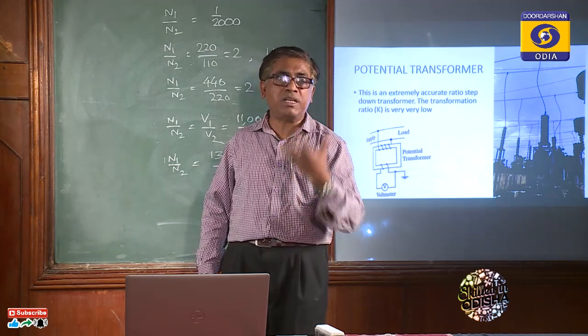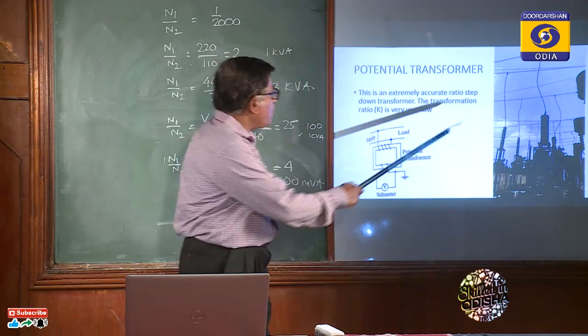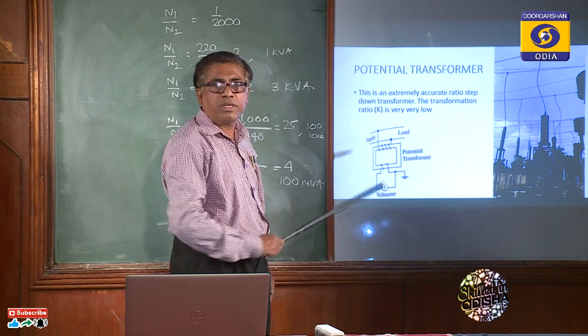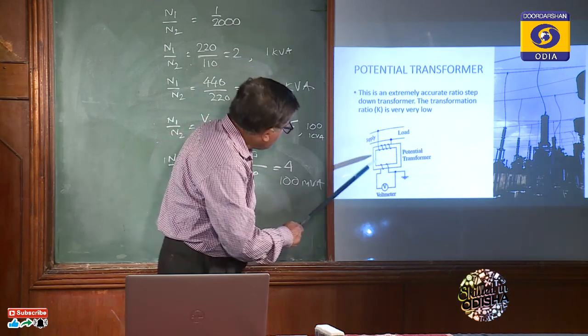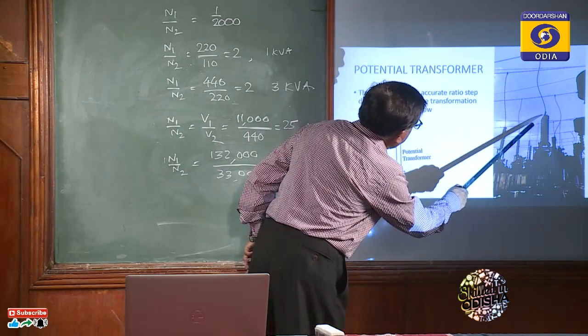So how can you measure the current? How can you measure the voltage? So for measurement of very high voltage, you have to take the help of the potential transformer. Now what is happening? This is your potential transformer.